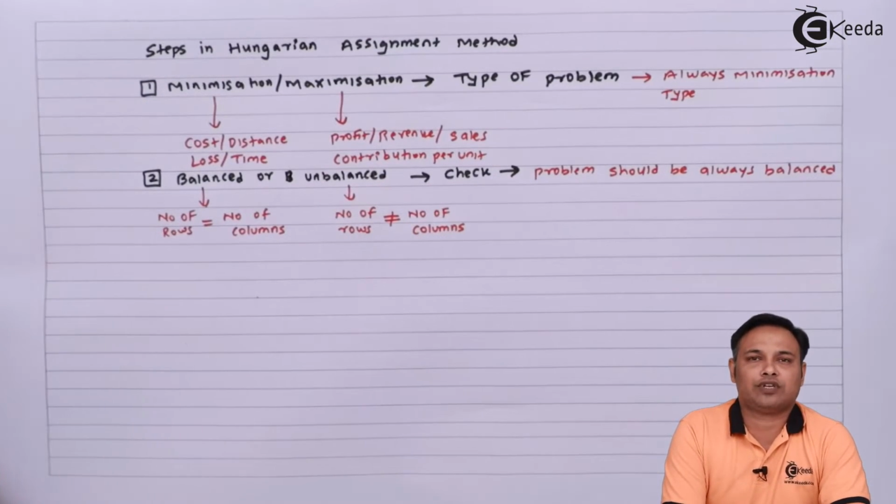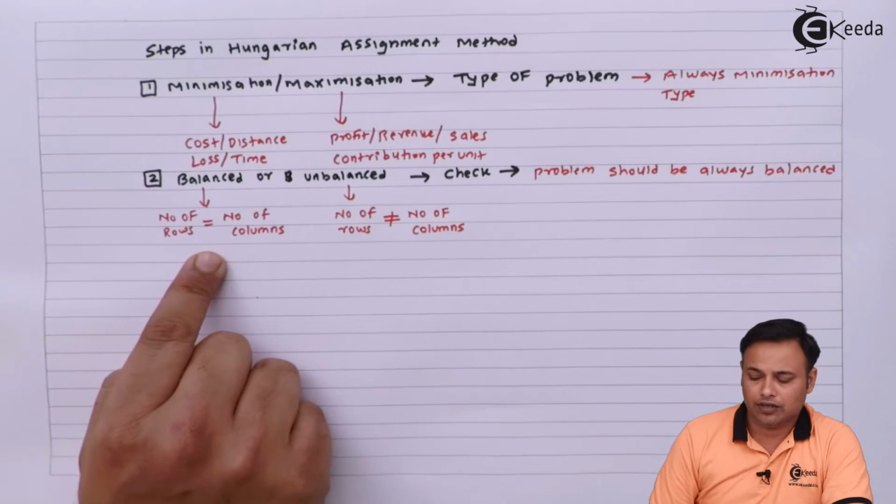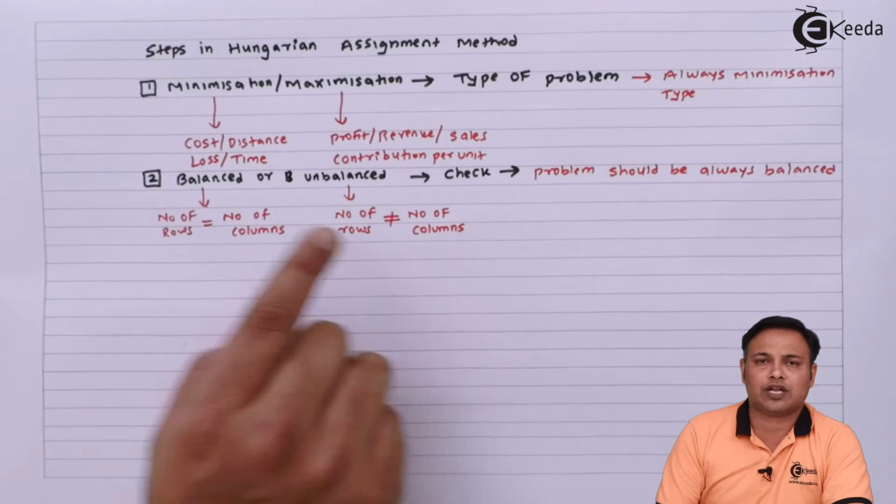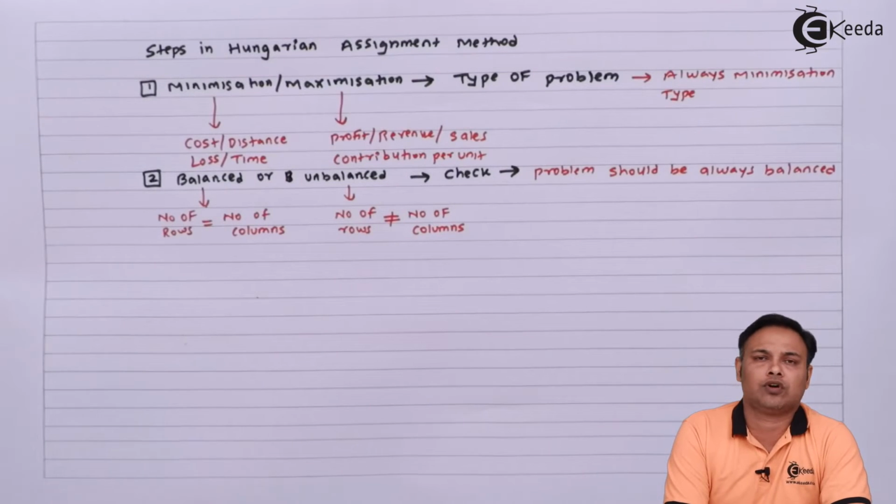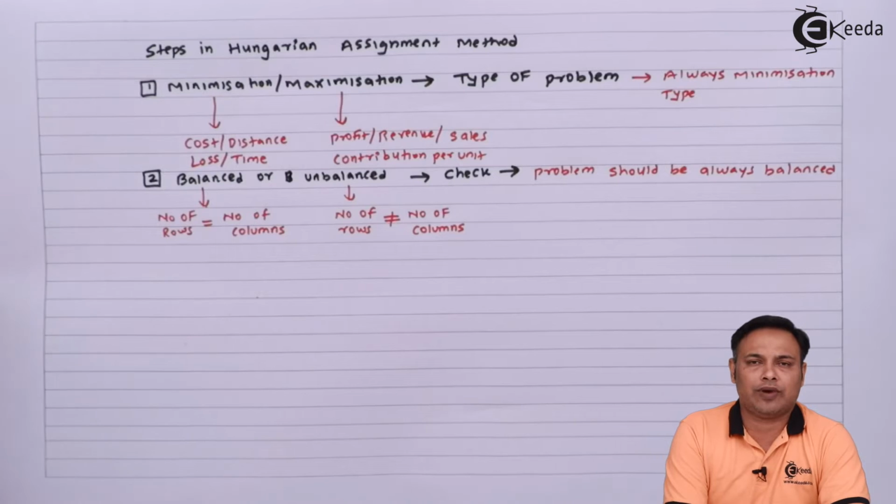So when the number of rows and number of columns are equal, I will say the problem is balanced. And if the number of rows and number of columns are not equal, I will say the problem is not balanced. In case the problem is not balanced, we need to add a dummy row or a dummy column to make it balanced.